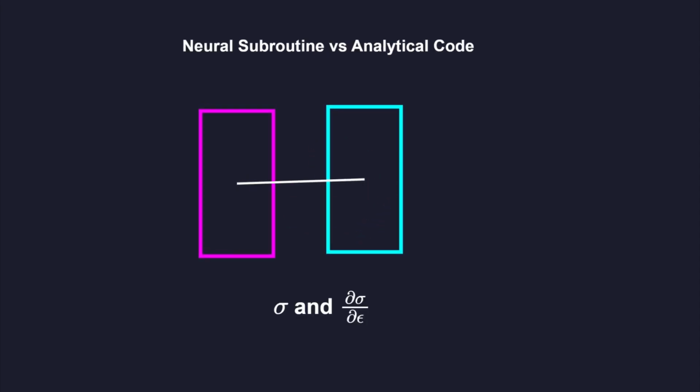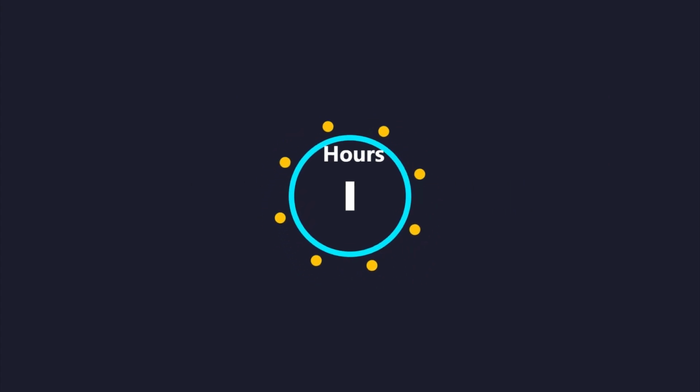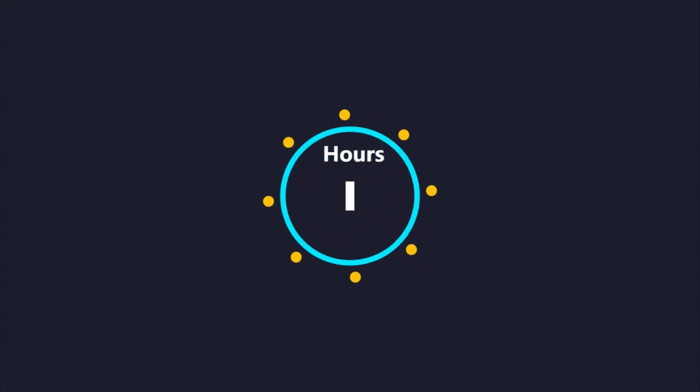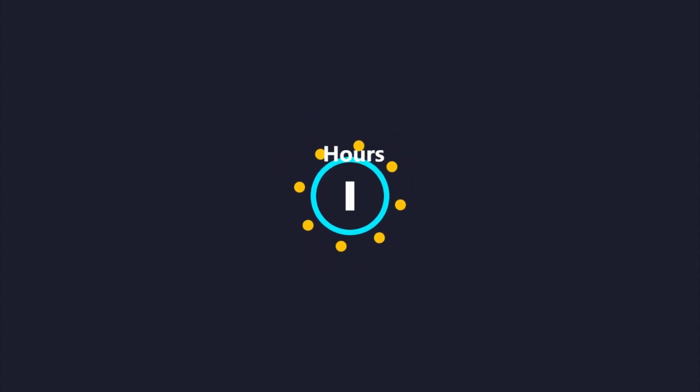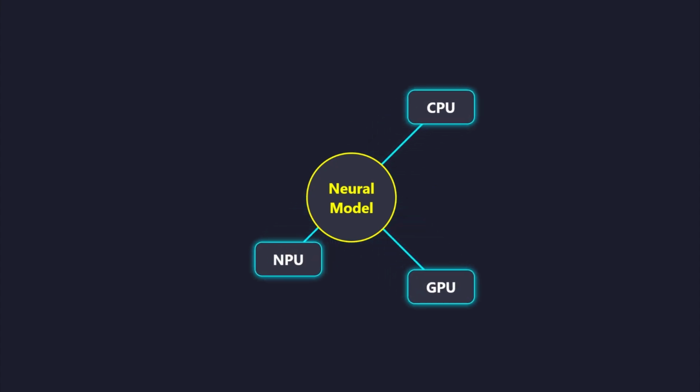Run a single element test to compare the output of your neural subroutine against the original analytical code. Ensure that the stress and tangent values match within a tight tolerance before moving to full-scale assembly simulations. By accelerating the material evaluation by 50 times, total simulation time can drop from days to hours. This rapid feedback loop allows engineers to explore a much wider design space and optimize components more effectively.